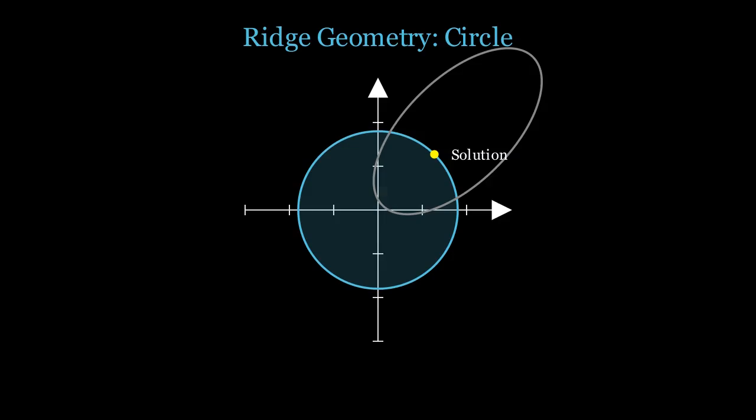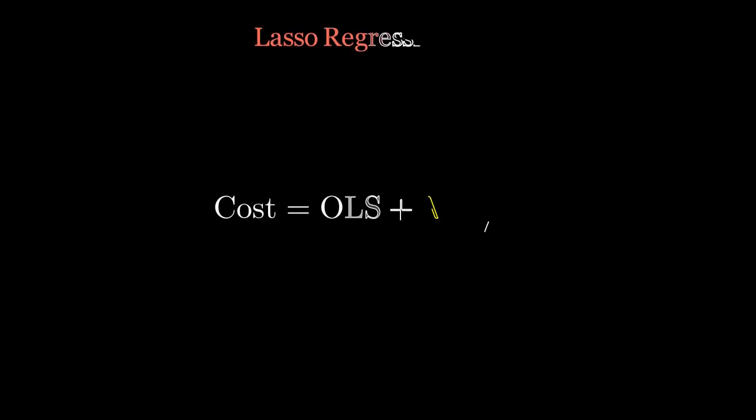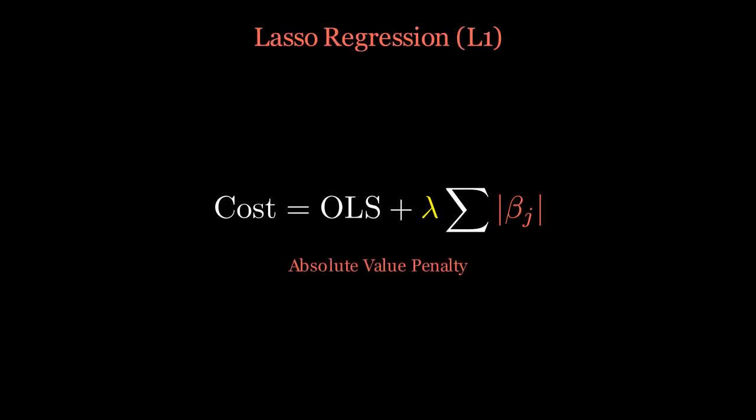Now, let's look at Lasso regression, which stands for Least Absolute Shrinkage and Selection Operator. Proposed by Robert Tibshirani in 1996, Lasso uses an L1 penalty, the absolute value of the coefficients. This might seem like a small change from Ridge's squared penalty, but the mathematical consequences are profound.